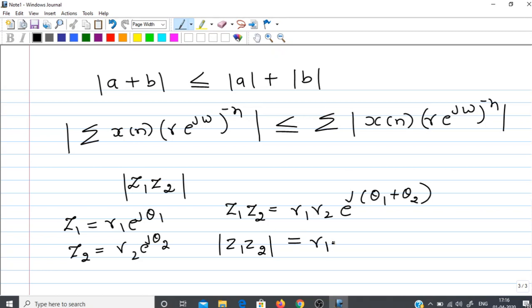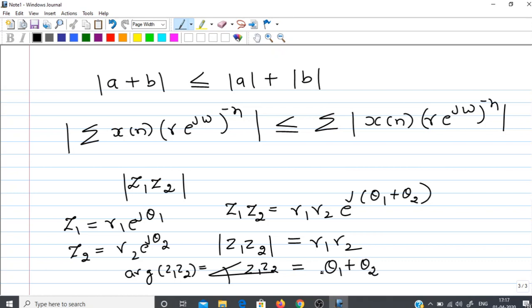It would be r1 into r2. So if you try to find the mod of the product of two complex numbers, it would be simply the product of their respective mods. Similarly, if I ask for the angle or the argument, sometimes it is written as arg(z1 z2), or it can be written as the angle of z1 z2. So what is the angle of the product? Here you can see it is theta 1 plus theta 2.